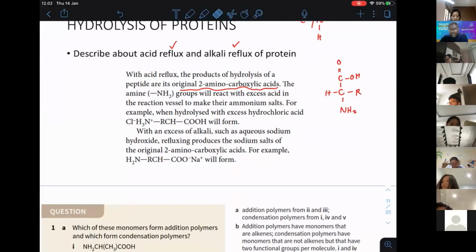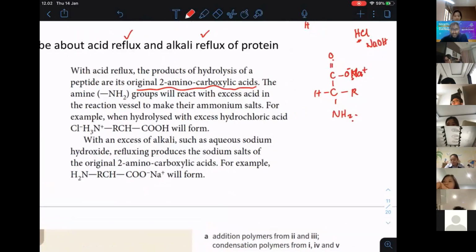But if you are doing the hydrolysis using HCl, what is going to happen? The HCl is acid, so this H plus will come over here. You are going to get NH3 plus. If you are using sodium hydroxide, this will stay, but this part is going to become O minus and then Na plus, similar to what we have learned earlier in the previous chapter.